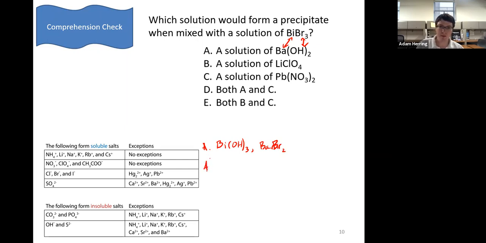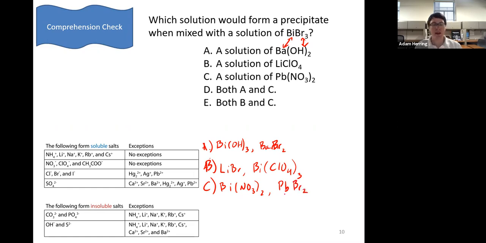In beaker B, we swap bismuth and lithium. So we have lithium bromide and bismuth perchlorate. And then beaker C, we have bismuth switching out for lead. So we have bismuth nitrate and lead bromide. Now let's evaluate for each of these products, which of them are soluble and which of them are insoluble.